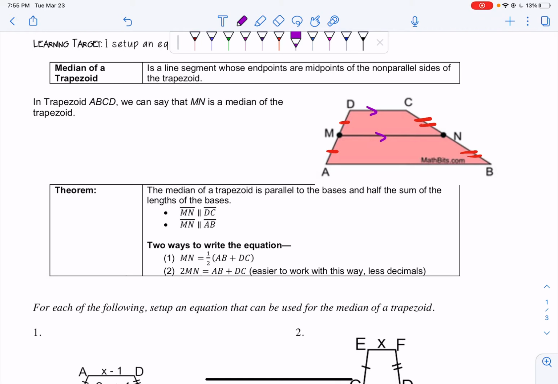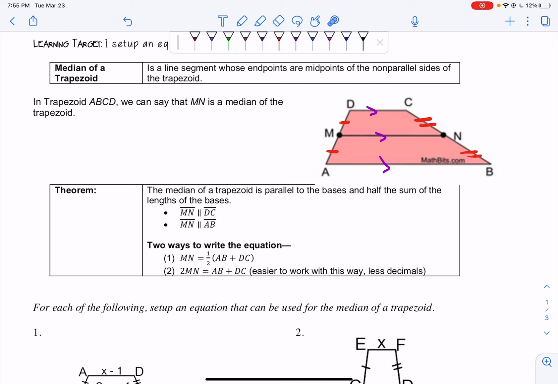I also can say MN is parallel to AB. So I can say this segment is parallel to this segment. So all my segments in my trapezoid that are my bases and my median are parallel to each other. And there are two ways to construct this equation. We can say that MN is equal to 1/2 (AB plus DC). So base plus base divided by 2 equals my midline.